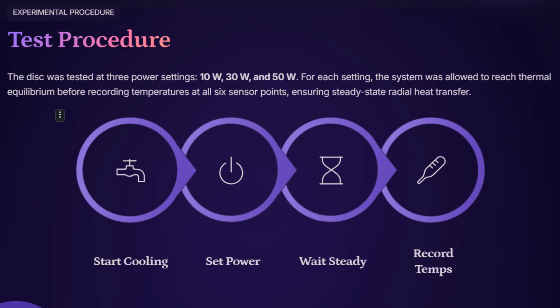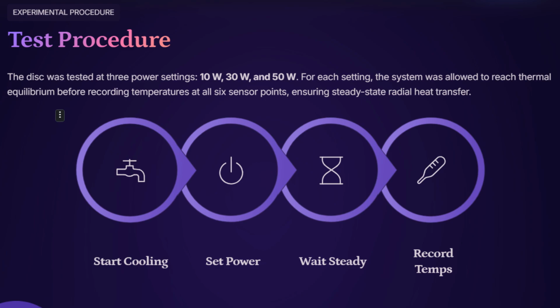Firstly, the water tap is opened slightly to provide cooling for the brass disc device. Next, the power supply unit is switched on and is adjusted to 10 watts, 30 watts, and 15 watts. The system is left to cool down for a couple of minutes to ensure that the disc achieves thermal equilibrium.